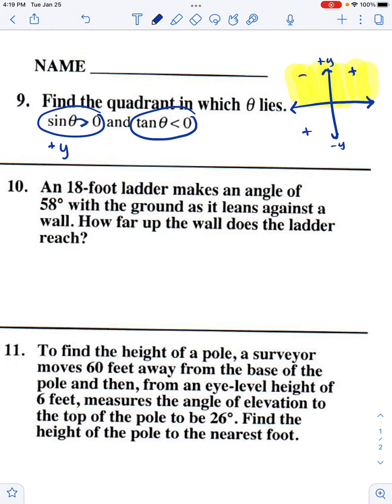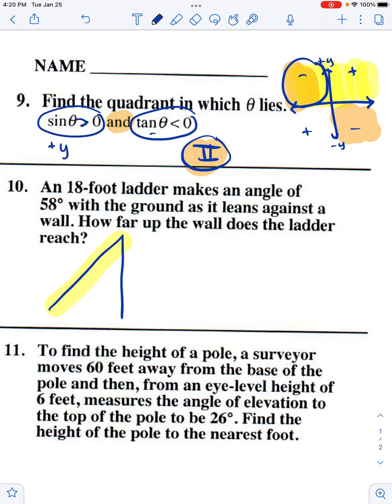When's the tangent negative? Okay, well, tangent goes positive, negative, positive, negative. So the tangent's going to be negative in this quadrant and this one. But "and" means it has to do both. And the only quadrant where the overlap is, where the sine is positive and the tangent's also negative, is quadrant 2. Very popular right answer, quadrant 2.